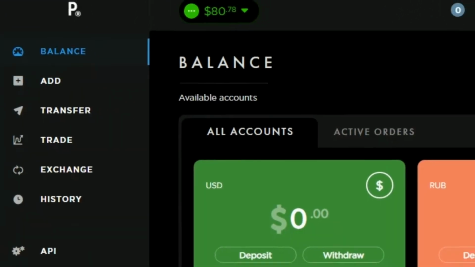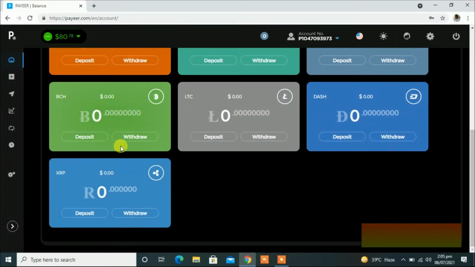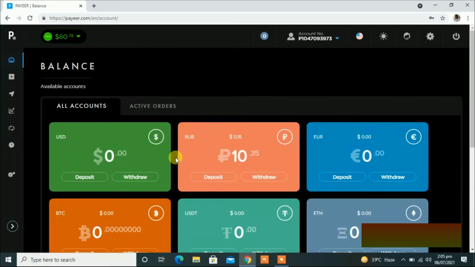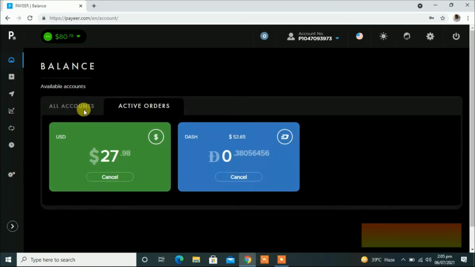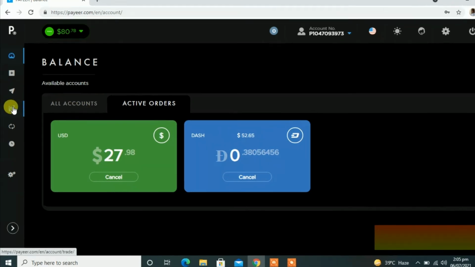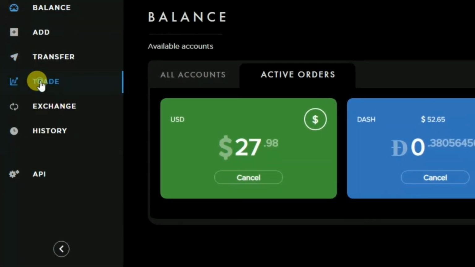Here in the balance section you will see all your currencies or cryptocurrencies that you have. Right now I have USD and Dash. Now for trade, click on this trade section.